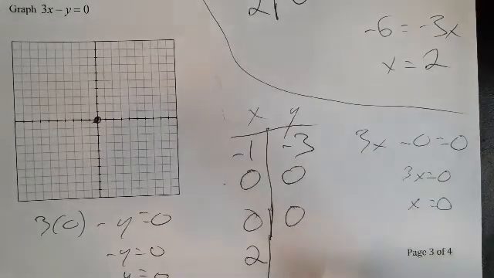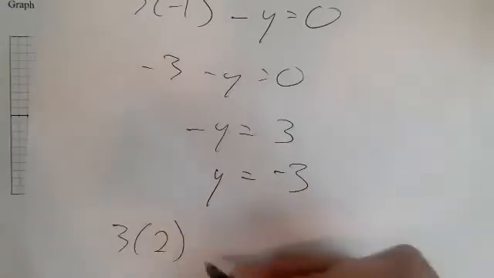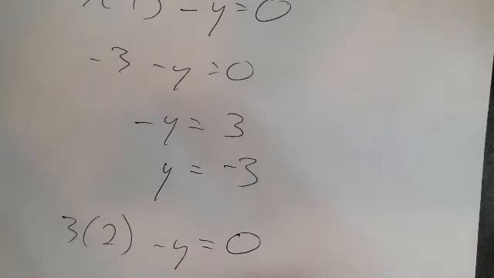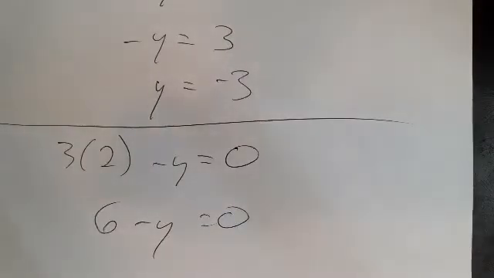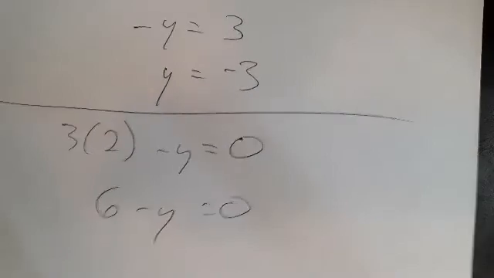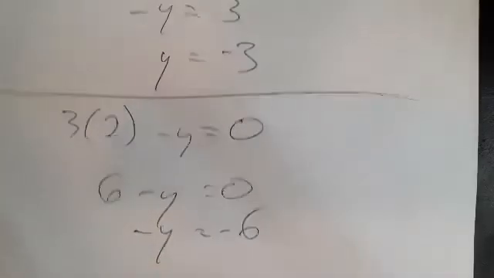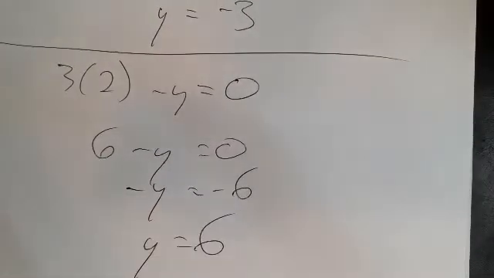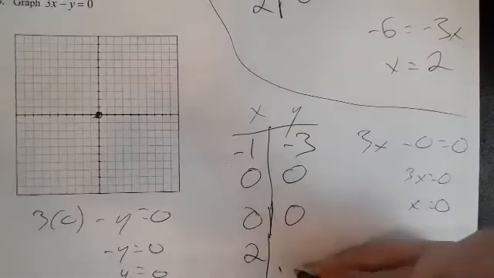And so if I multiply by minus 1, y is a minus 3. And now I want to do the x value of 2. So 3 times 2 minus y equals 0. So 6 minus y equals 0. And we move the 6 to the other side. Y equals minus 6. These are both negative. We multiply by a negative. They're both going to become positive. So I get y equals 6 for this thing.